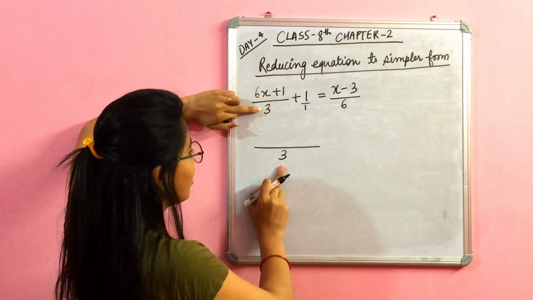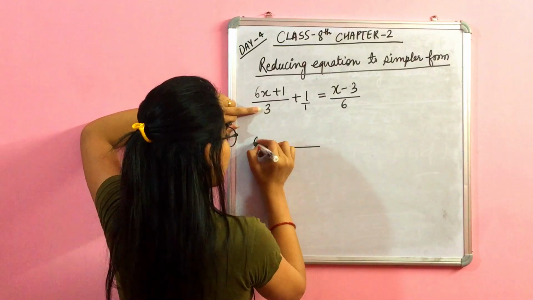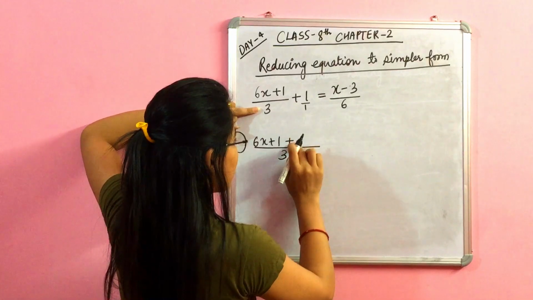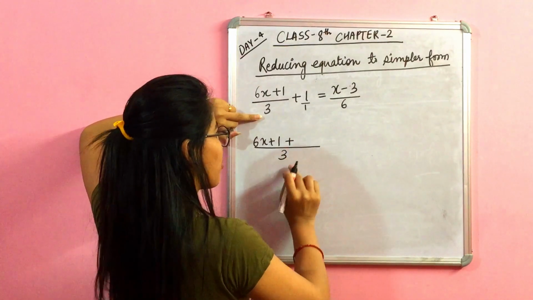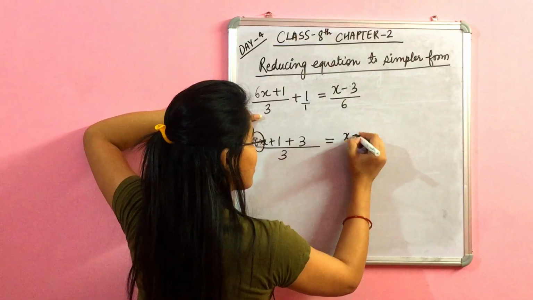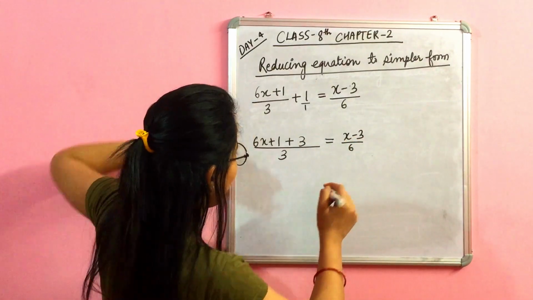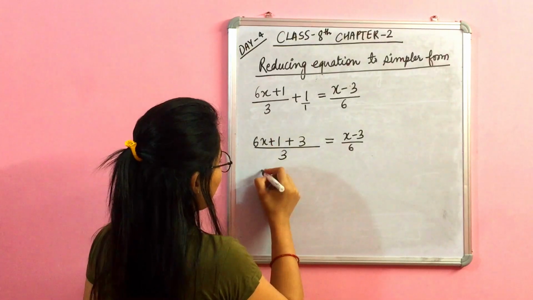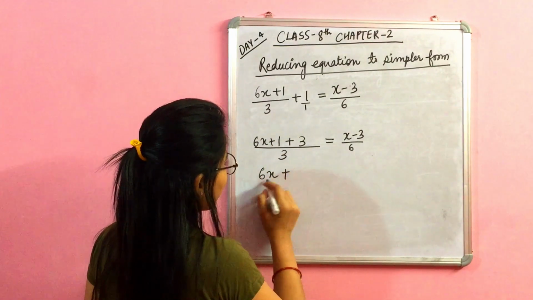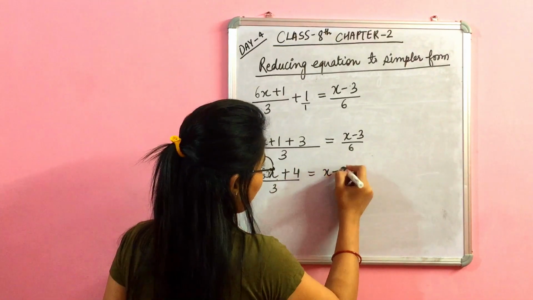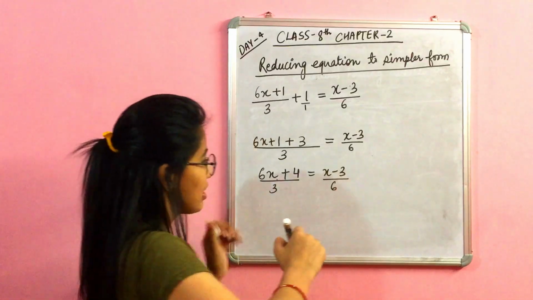Now 3 ones are 3, so 1 will multiply with 6x plus 1, it will remain the same, plus this plus is this plus, and 1 3s are 3, so 3 ones are 3. Okay, we will write the right hand side similarly like this only. Now we can evaluate this one. This is (6x plus 4) divided by 3 is equal to (x minus 3) upon 6.